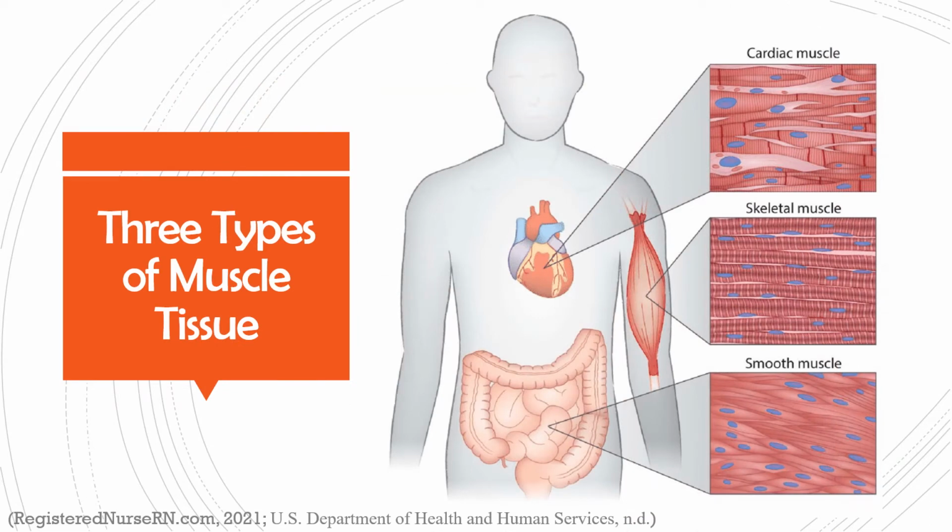To get us started, we're going to talk about the three types of muscle tissue that are found in the human body, which would involve skeletal, smooth, and cardiac muscle. The skeletal muscle is the muscle that's attached to bones and is responsible for those skeletal movements. The peripheral portion of the central nervous system controls these muscles, and the muscles are under conscious or voluntary control.